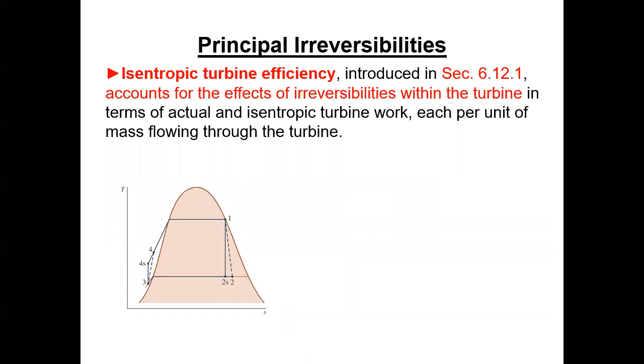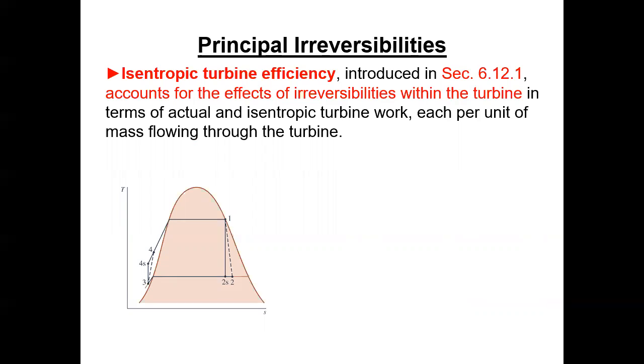Okay, so isentropic turbine efficiency, which I think we've talked about, accounts for the effects of irreversibilities within the turbine. An isentropic efficiency is a comparison of a real turbine to an ideal turbine, and an ideal turbine is one that generates no entropy for the working fluid as it goes through. We can say the same thing about a pump: an isentropic efficiency of a pump is a comparison of an ideal pump to a real pump.